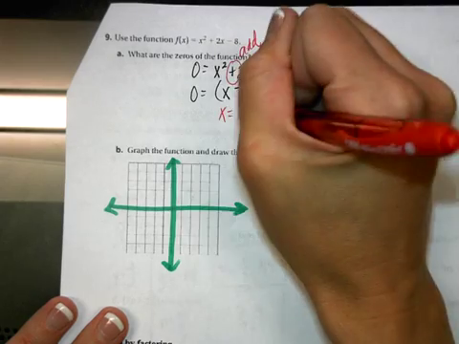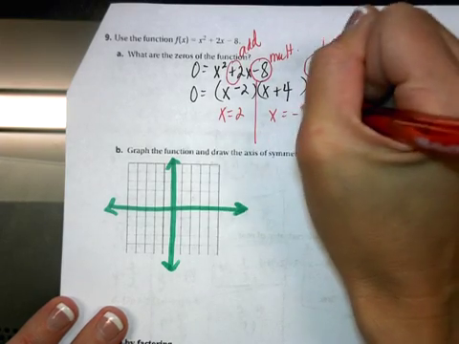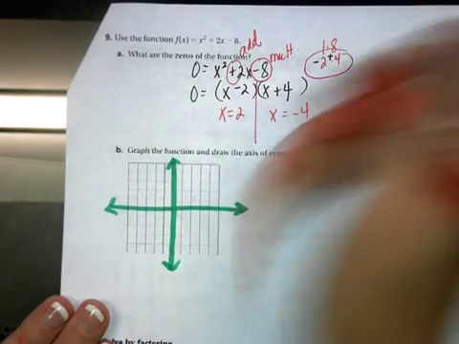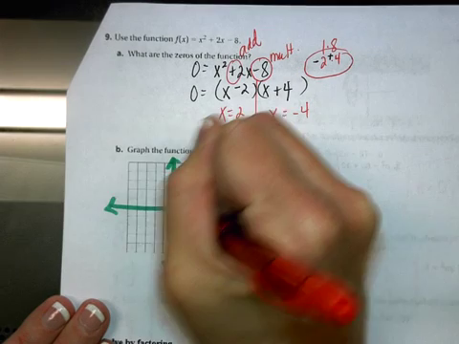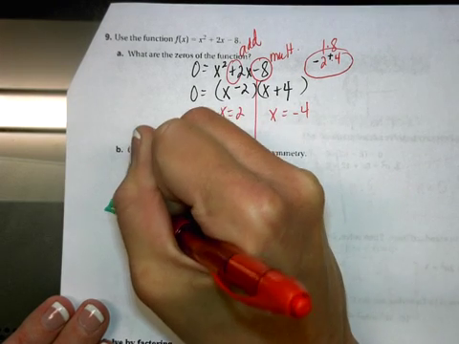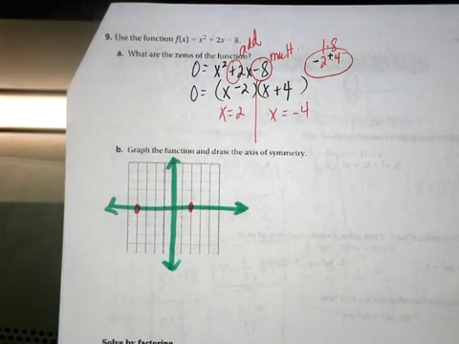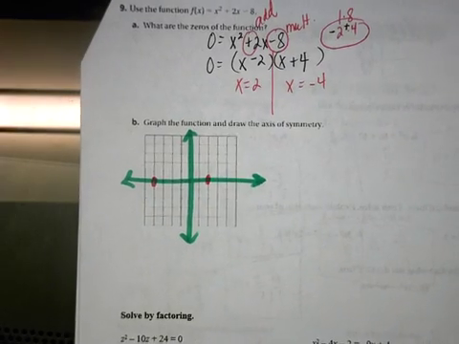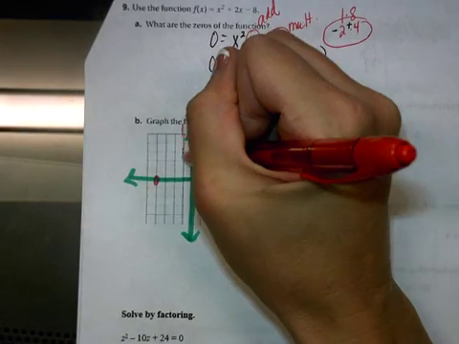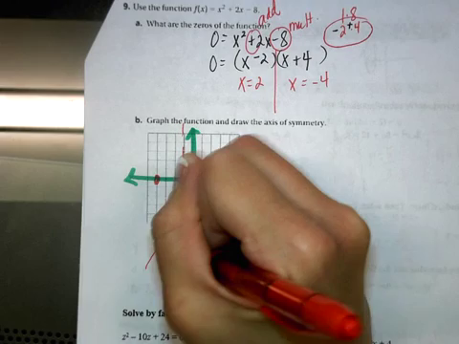So we go through here and plot these. Positive 2 makes a point. Negative 4, 1, 2, 3, 4 makes a point. Where is the axis of symmetry? Okay, good. Negative 1 is correct. So this is saying that x equals negative 1.